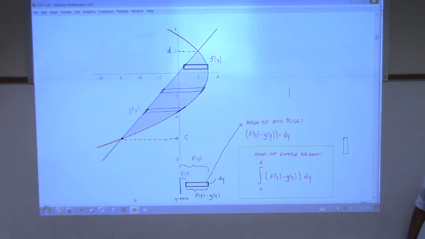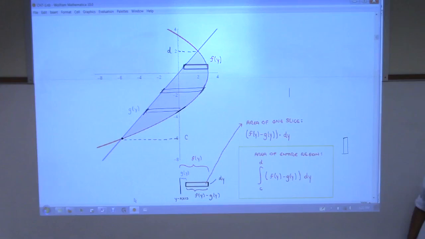So then we say, all right, what's this little height? Well, that's our little infinitesimal change, but not change in x. It's not the width of the rectangle anymore. It's not this way, so it's not change in x. It's the width of the rectangle up and down, which is our change in y instead. So we're going to go dy here. This is f of y minus g of y. Multiply the two together. That's the area of one slice. And then the integral adds them all up.